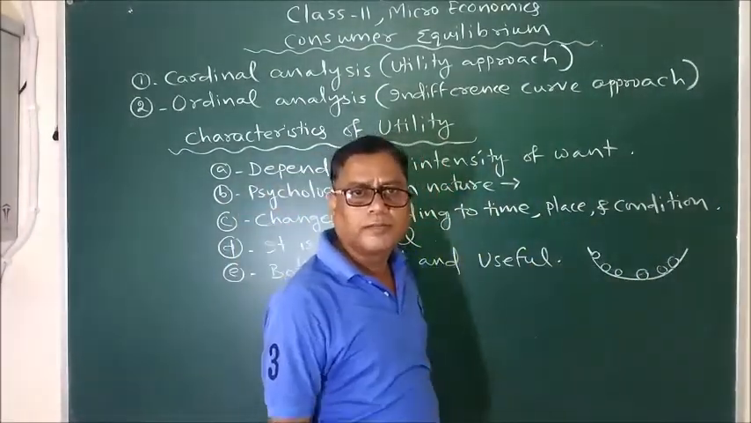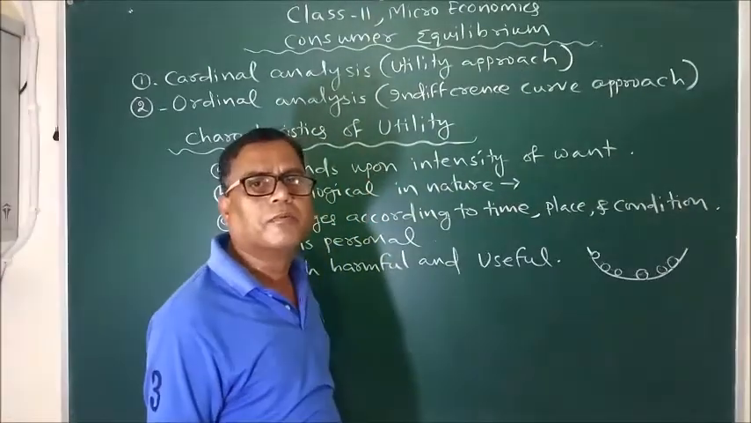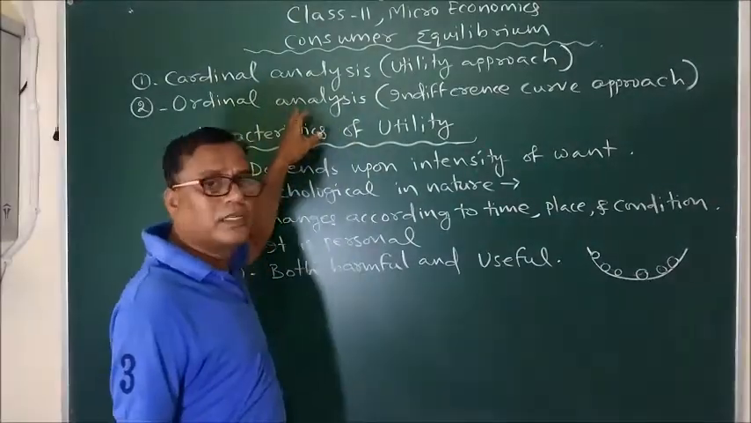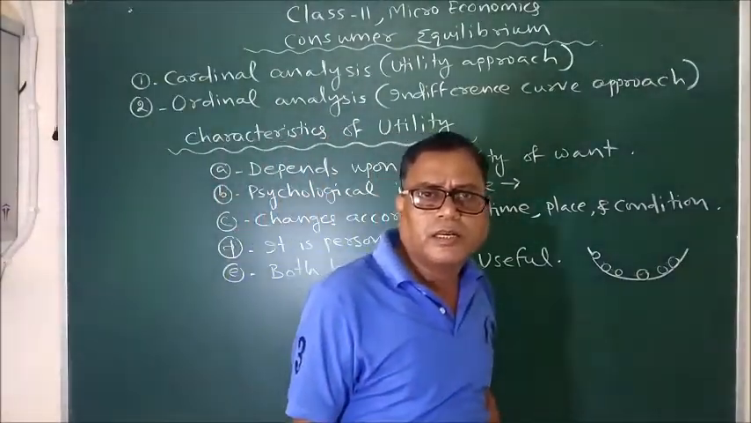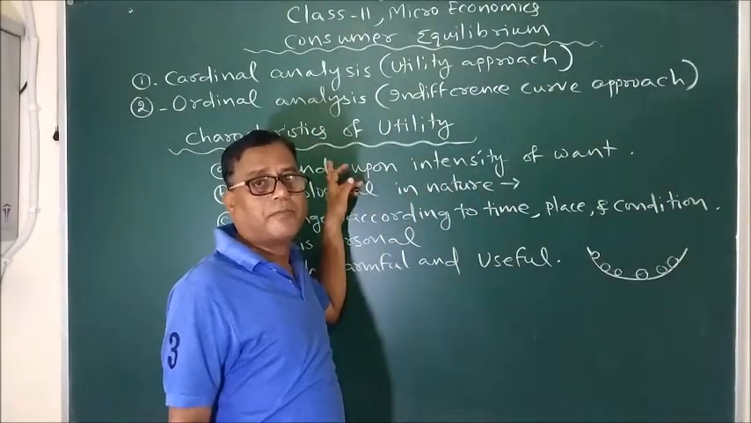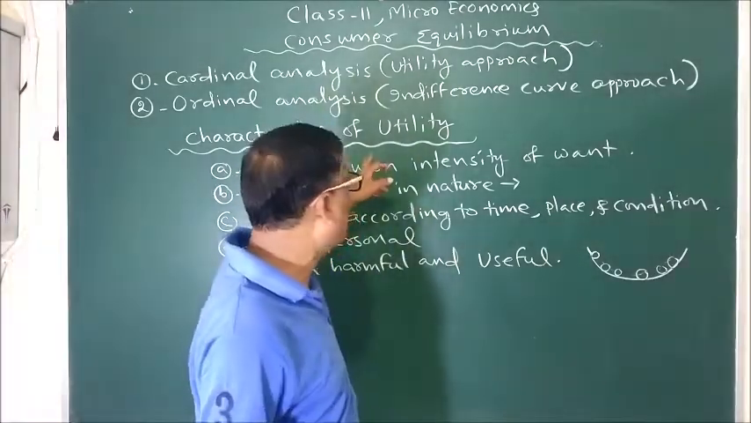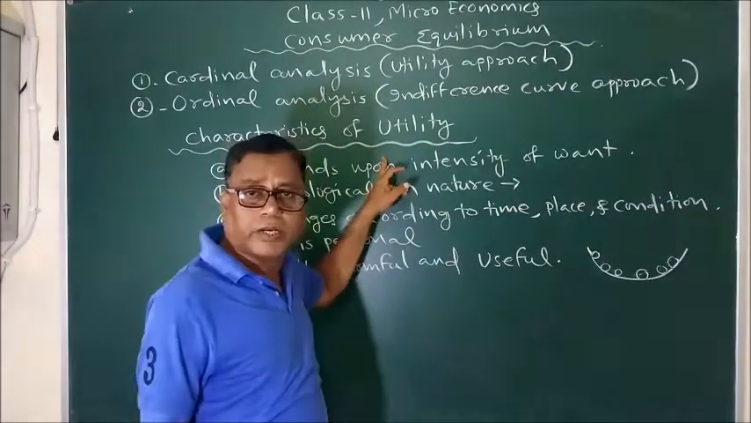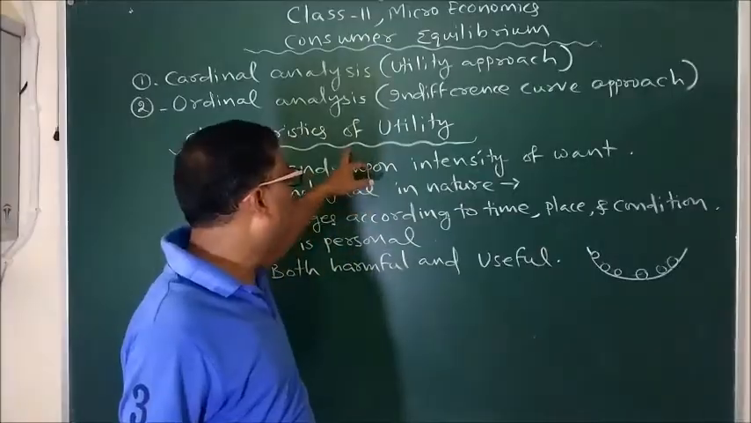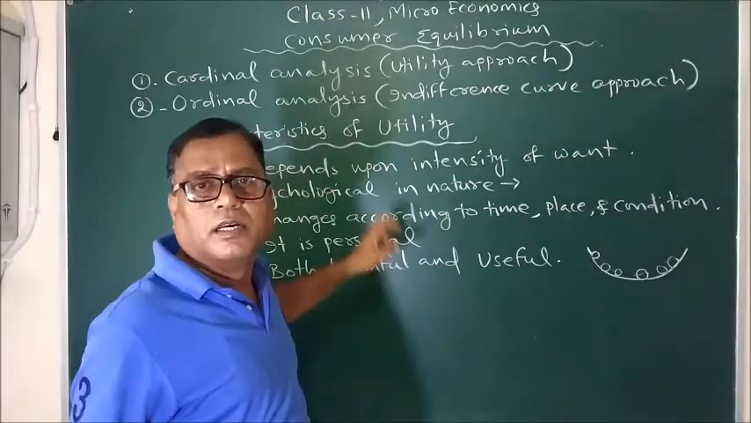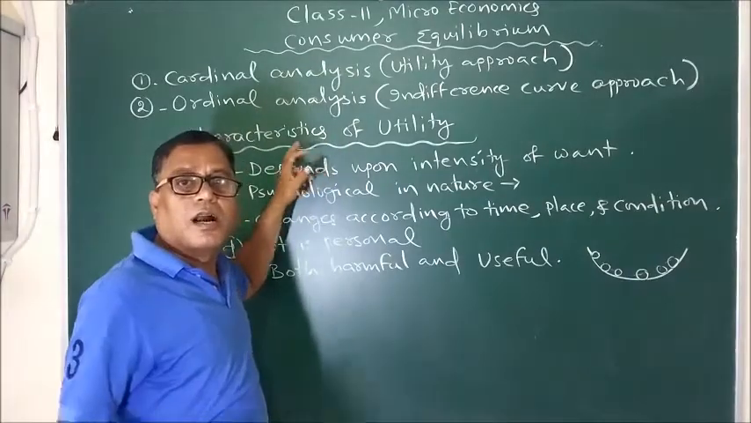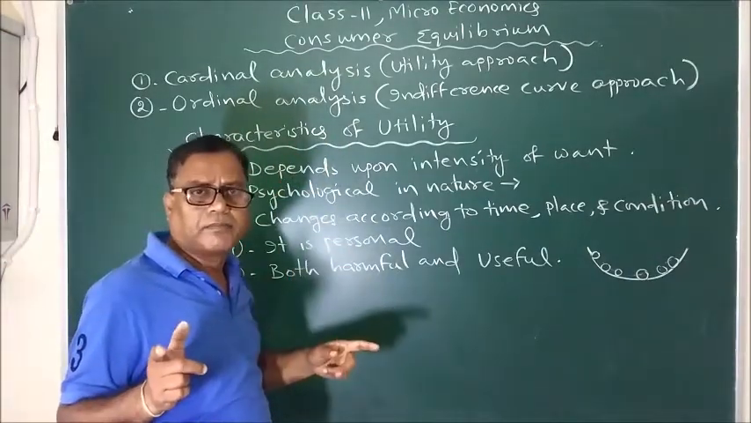In the same way, how a consumer attains equilibrium, we will discuss using two different theories. The first one is called cardinal utility theory, and the second one is ordinal utility theory. I am not going to tell you more about ordinal utility theory, because in our next class we will be discussing what is ordinal utility theory, which is also called the indifference curve approach. But today we are going to discuss cardinal utility theory.